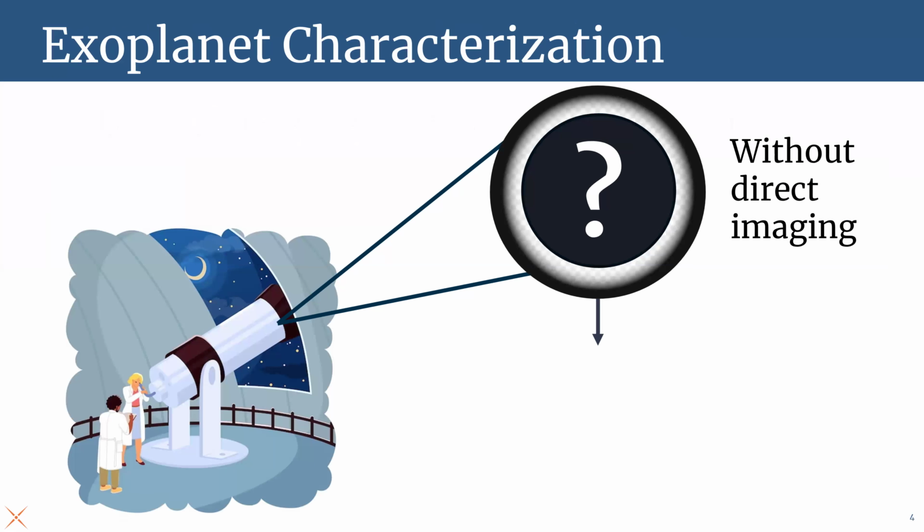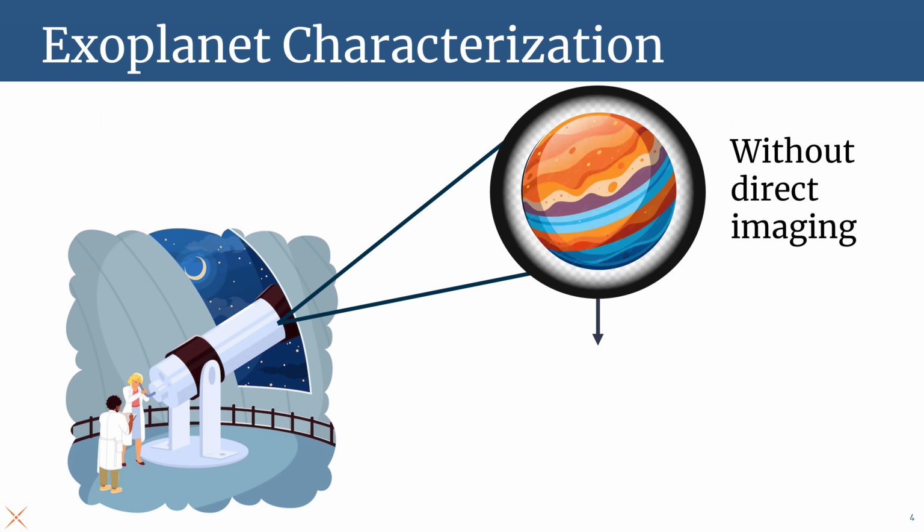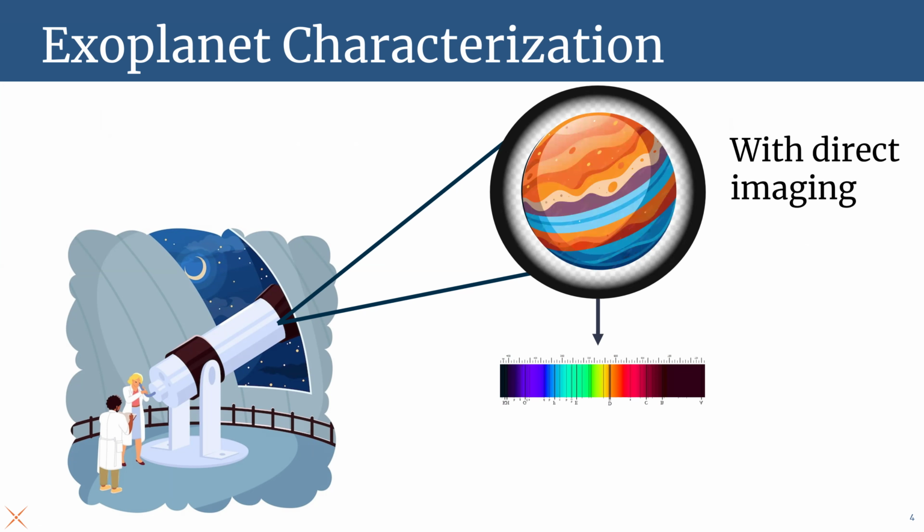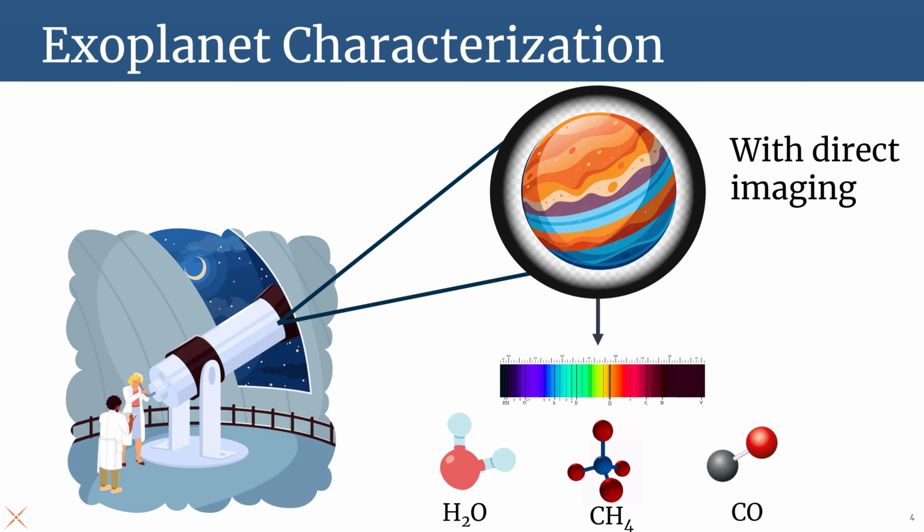And so why do we care about direct imaging? Well, it's because we can use this technique to characterize exoplanets. Other detection methods give you an indirect confirmation that a planet exists, but with direct imaging, you can actually get light from the planet itself. And with that, you can begin to recover the compositions within the planet's atmosphere.